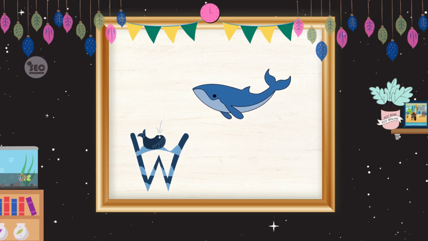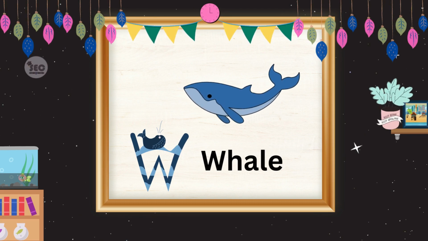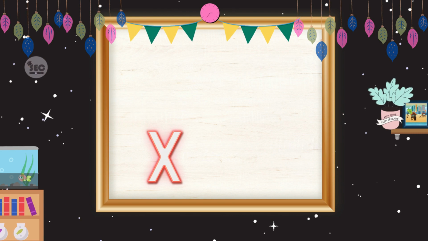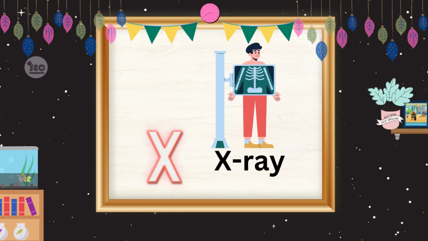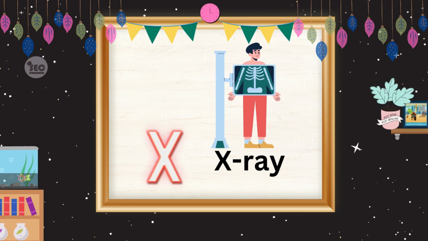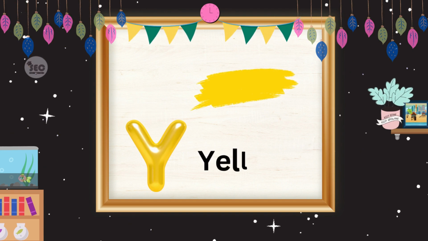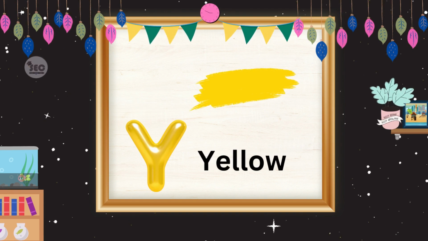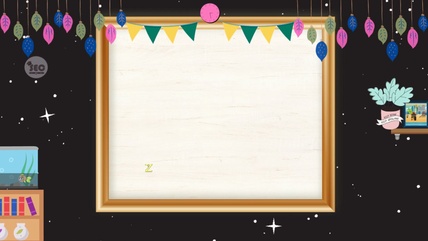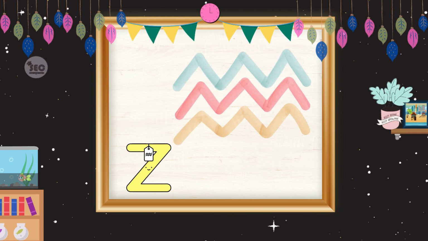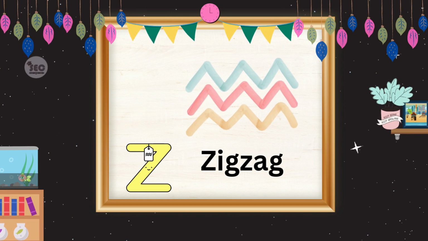W for whale. W-H-A-L-E. Whale. X for x-ray. X-R-A-Y. X-ray. Y for yellow. Y-E-L-L-O-W. Yellow. Z for zigzag. Z-I-G-Z-A-G. Zigzag.